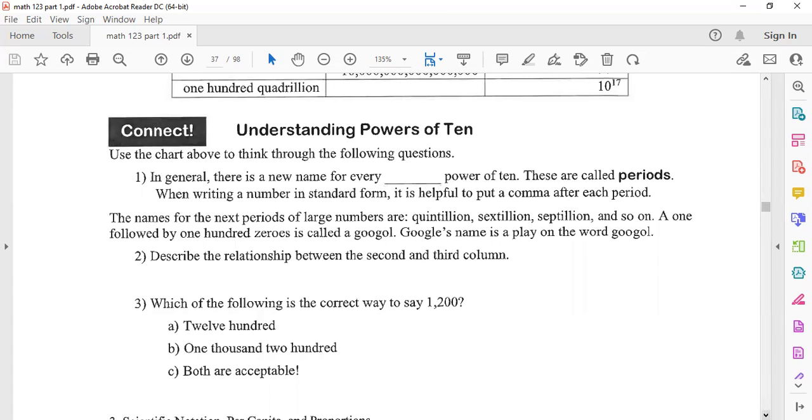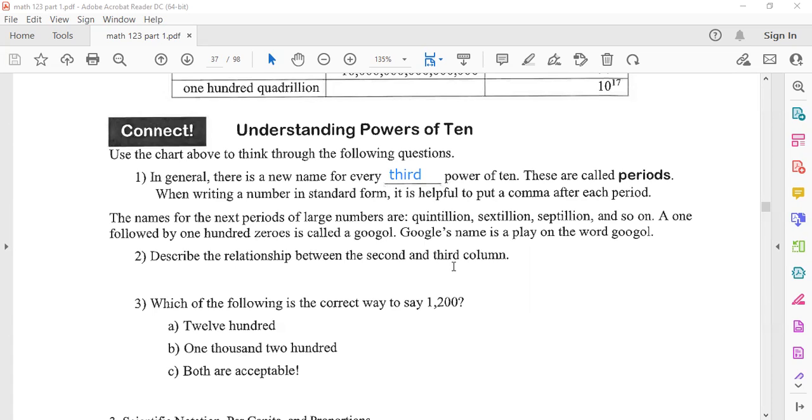So when we think about these powers of 10, and we already looked at some of what's going to come up here because I had created that other sheet, there is a new name for every 3rd power of 10. So we had thousands, and we had millions and billions and trillions and quadrillions, and then quintillions, sextillions, septillions, etc. Okay. So those are called periods, and that's when we're writing those commas to help us read it more easily.